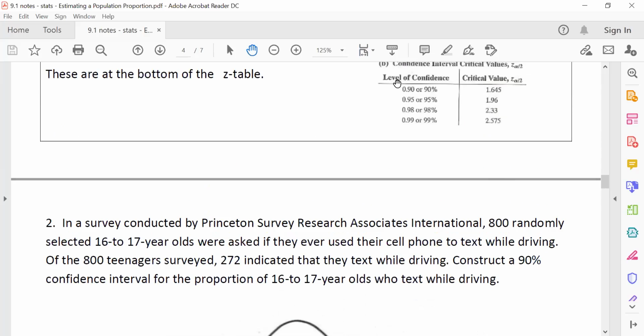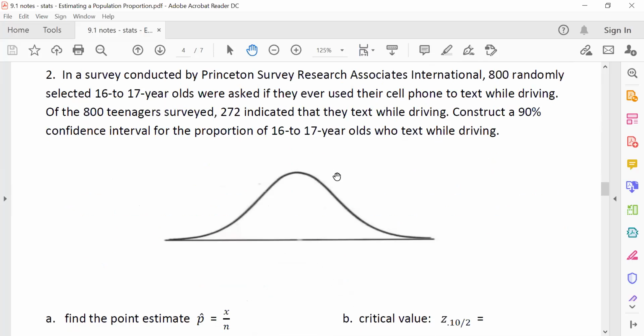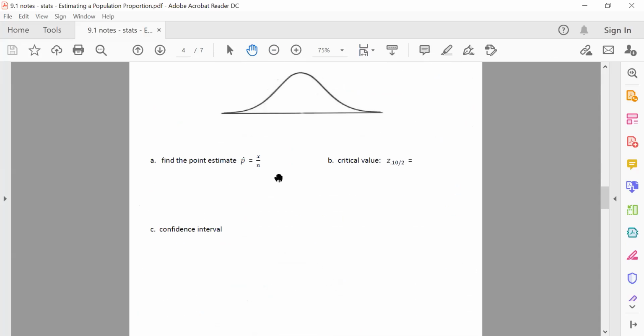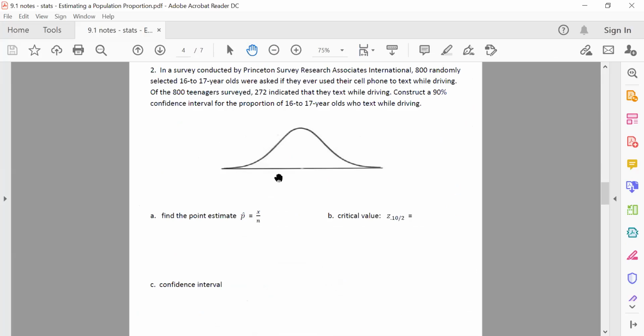So construct a 90% confidence interval for the proportion of 16 to 17-year-olds who text while driving. 90% confidence interval, I get to use my little cheat sheet. If I'm doing a 90% confidence interval, the Z-score I'm going to be using is going to be 1.645.